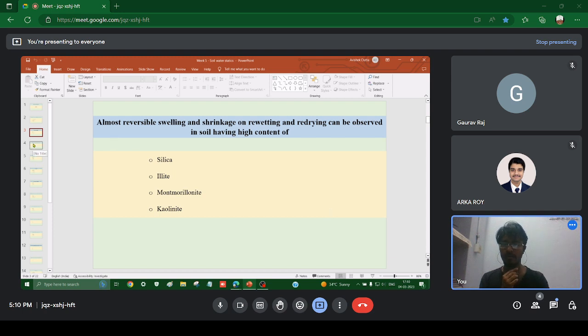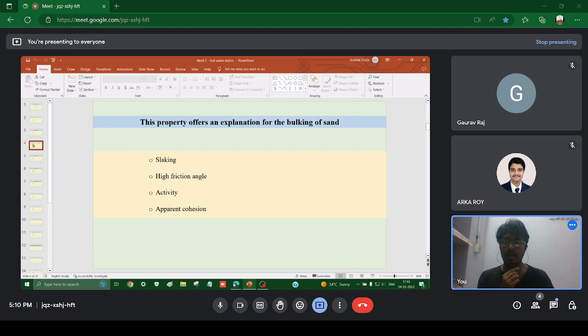Next question. This property offers an explanation for the bulking of sand. The options are slaking, high friction angle, activity, or apparent cohesion.